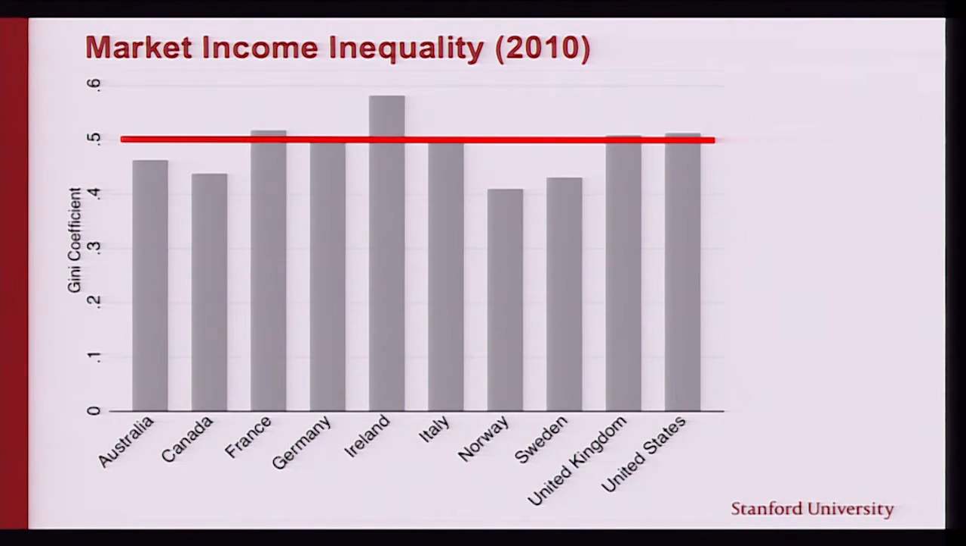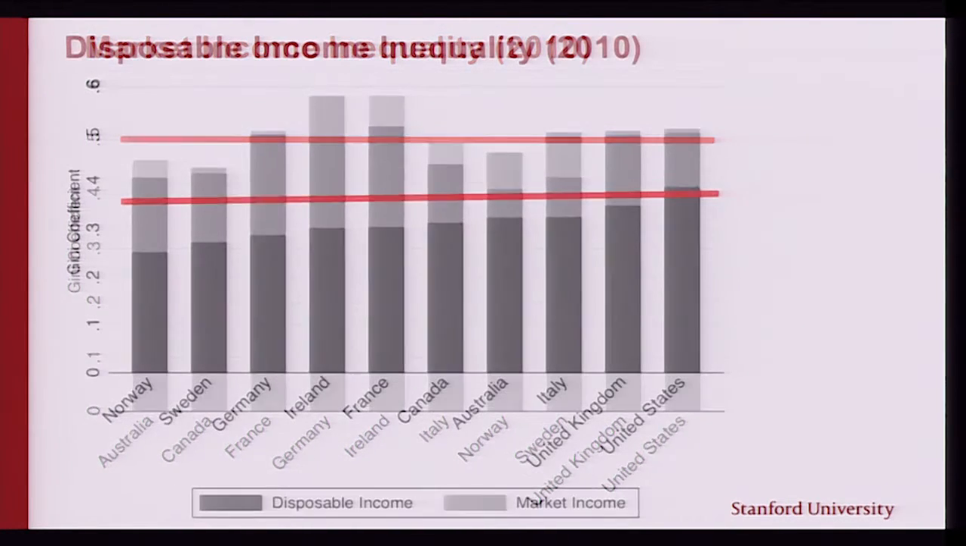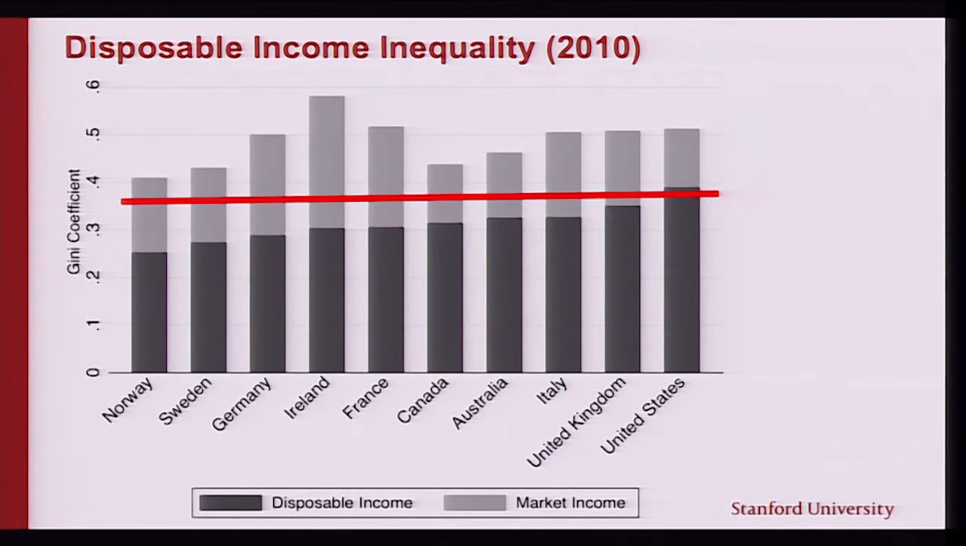It's when we get to disposable income inequality that the pattern changes. Now we're going to add in the gray bars, which are still market income inequality, but now the black bar shows you the level of disposable income inequality when we take into account explicit government transfers. So we're subtracting out taxes, adding in tax credits, adding in cash transfers. And now the US is the world leader in disposable income inequality.